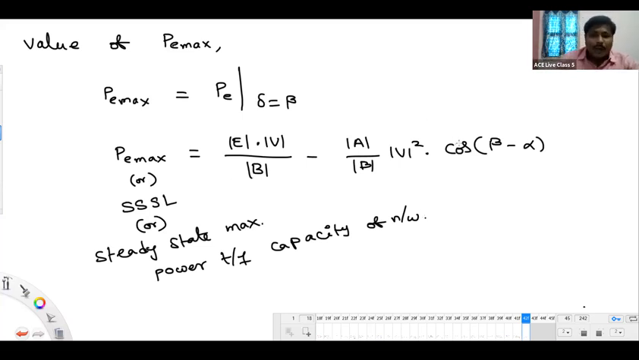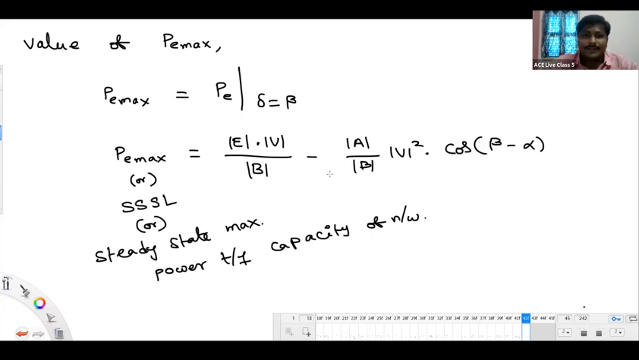So simply, whatever the network we have between the generator and infinite bus, we should convert it into an ABCD model, and we should pick up the parameters A and B to calculate the PE maximum as well as the real power flow calculations. Okay, fine. Next, I'm going to make some simplifications now.